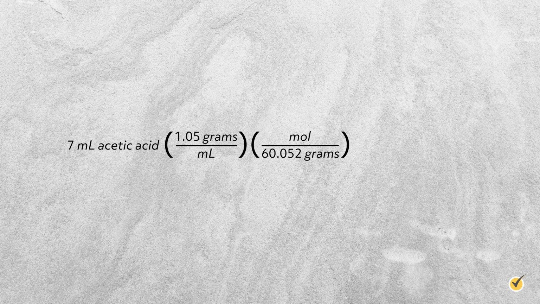So here's our conversion for acetic acid. We have 7 milliliters of acetic acid, and we need to first multiply by our conversion factor 1.05 grams per milliliter to convert to grams of acetic acid. Then we need to convert to moles, so we will multiply by the conversion factor: 1 mole is 60.052 grams. When we multiply all this out, it gives us 0.12 moles of acetic acid.